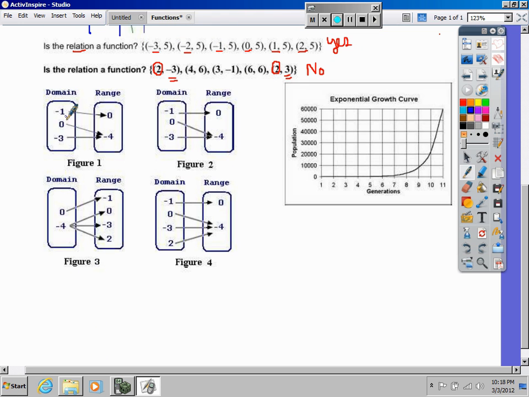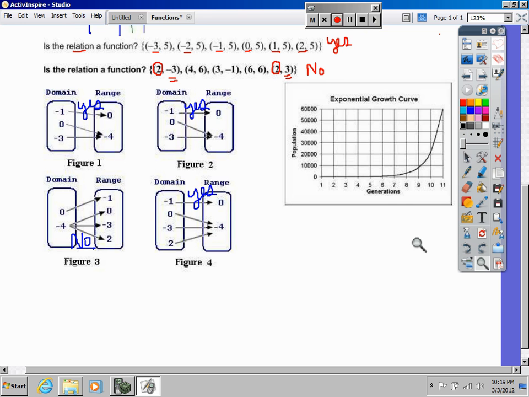Okay, next one we have, again, we look at the x's. The x's can go to the same y, it's just one x cannot go to two different y's. So this first one's okay, that's a function. The second one is a function. The third one, -4 goes to three different values, so that would not be a function because there's two different outputs for the same input. The last one, yes, that would also be a function.